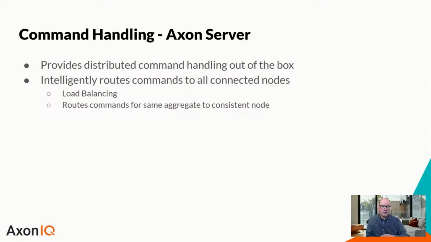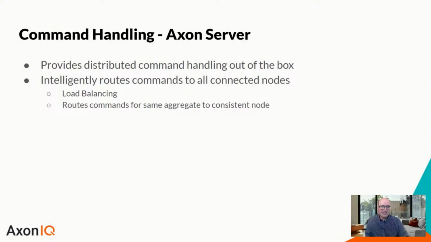So, command handling with Axon Server. Axon Server provides us distributed command handling out of the box. The Axon Server command bus does this for us. It intelligently routes those commands, like we talked about. It'll do load balancing to make sure that one node is not getting more than another, if it's possible. If you only have the command available in one node, there's nothing to load balance across, but it is able to at least route it there.